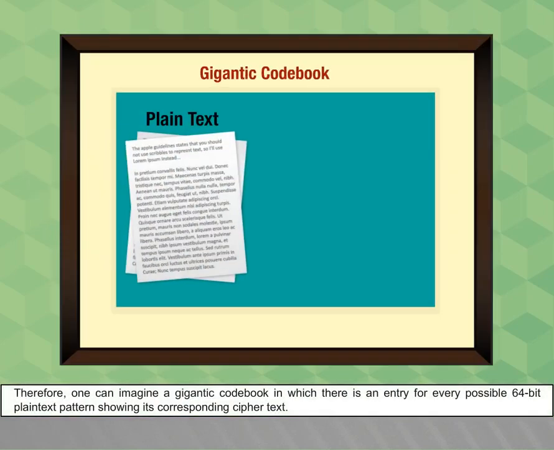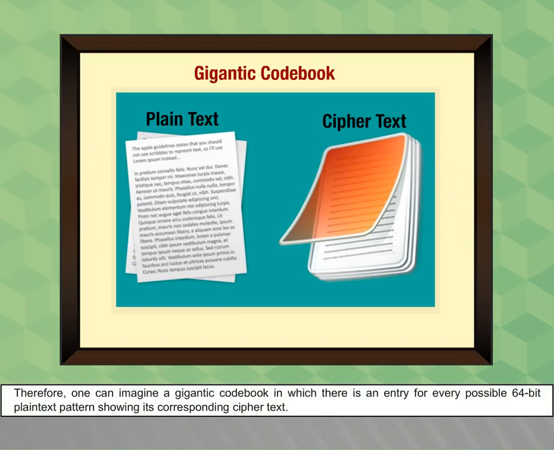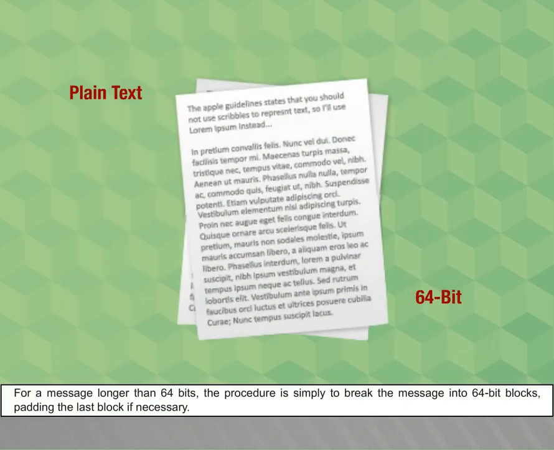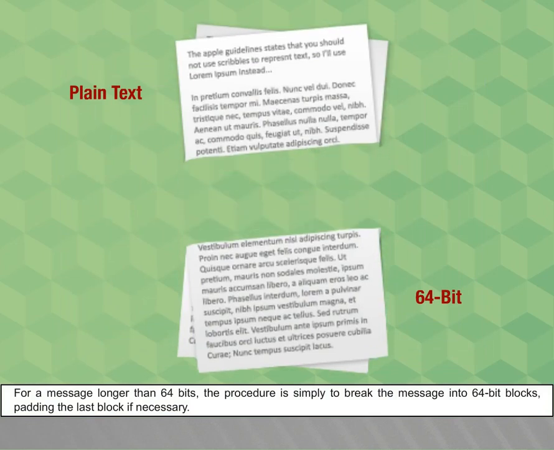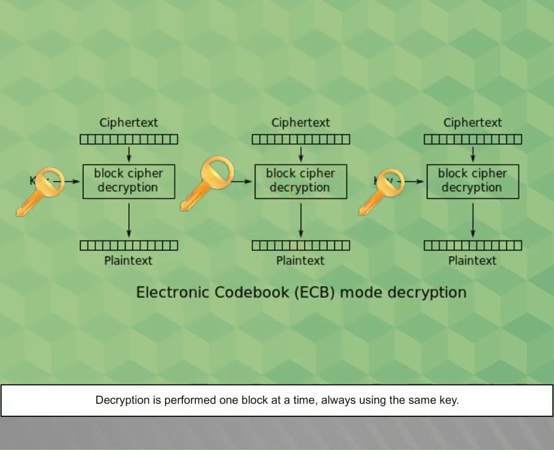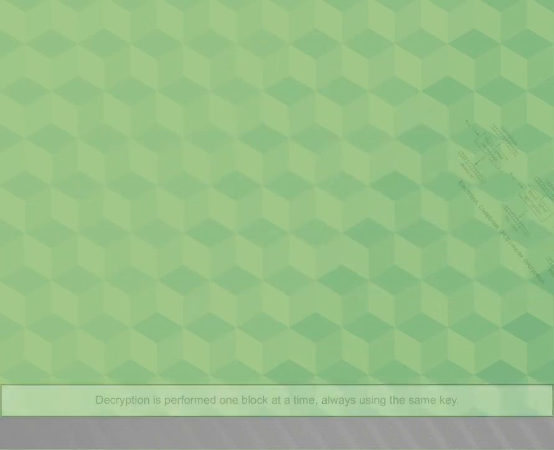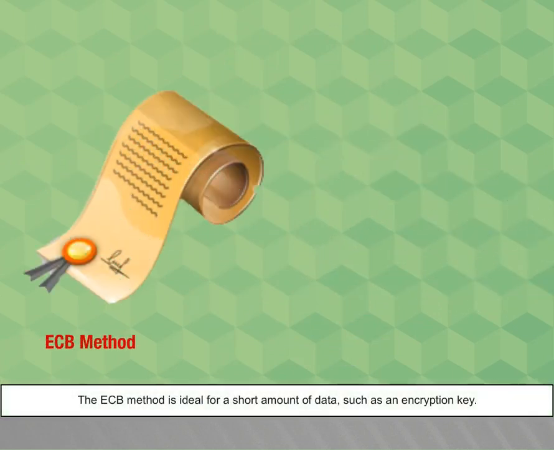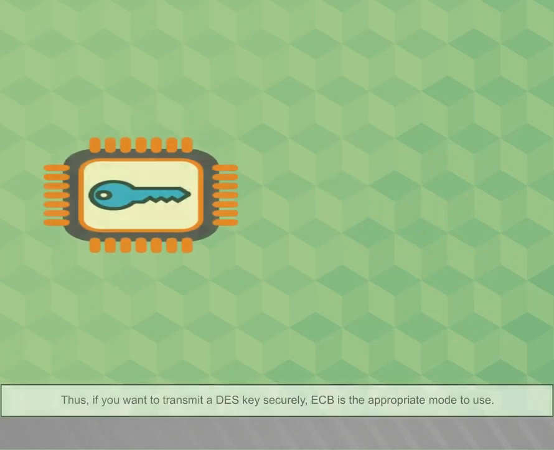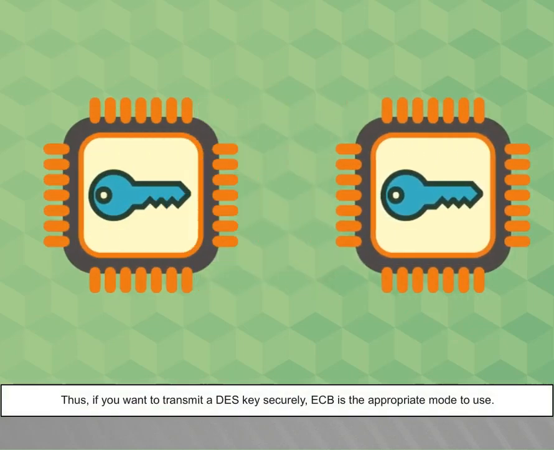Therefore, one can imagine a gigantic codebook in which there is an entry for every possible 64-bit plaintext pattern showing its corresponding ciphertext. For a message longer than 64 bits, the procedure is simply to break the message into 64-bit blocks, padding the last block if necessary. Decryption is performed one block at a time, always using the same key. The ECB method is ideal for a short amount of data, such as an encryption key. Thus, if you want to transmit a DES key securely, ECB is the appropriate mode to use.